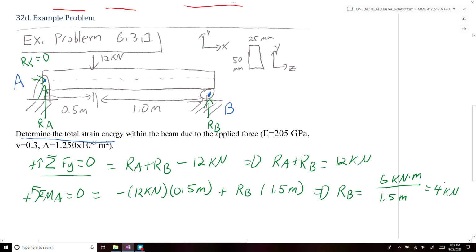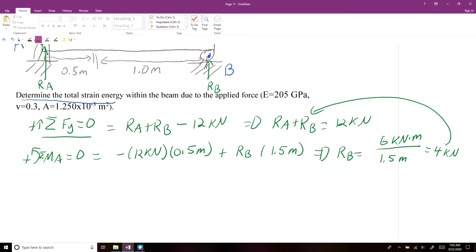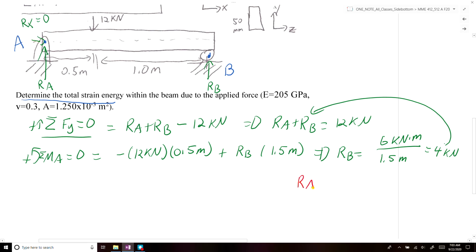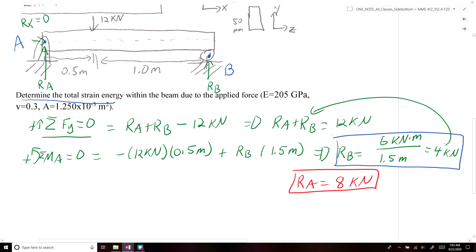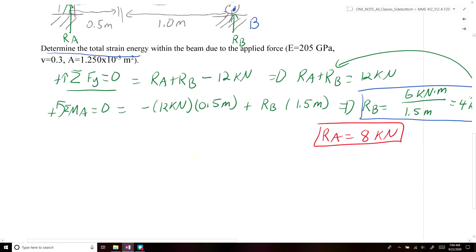If we plug 4 kilonewtons into this equation here, we get that RA is equal to 8 kilonewtons. So we have our two values of RA and RB. Once we have those, we're going to calculate our shear force V of x and our moment M of x as a function of the beam. To do that, we're going to draw our shear moment diagrams.